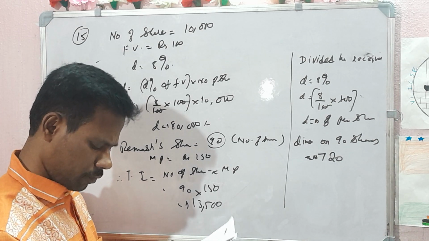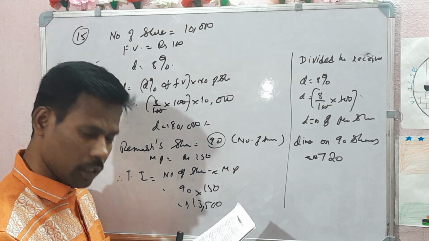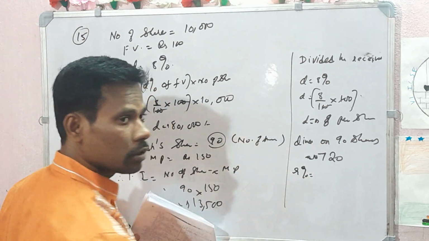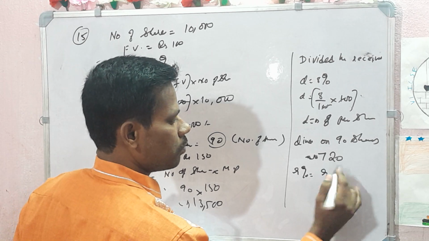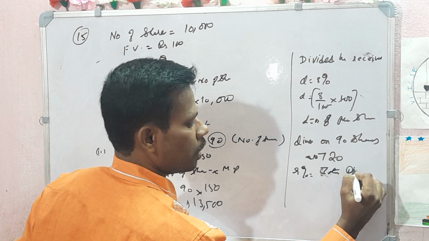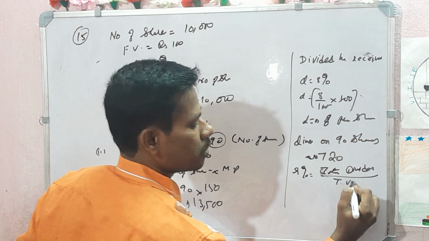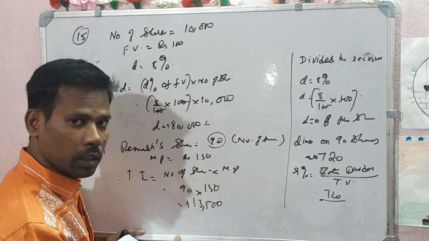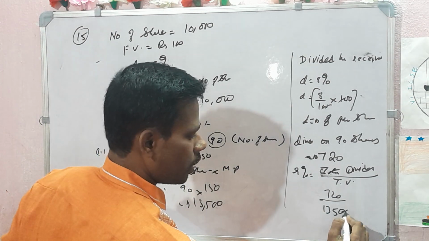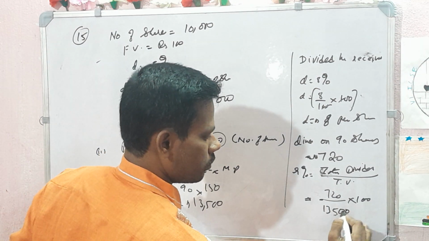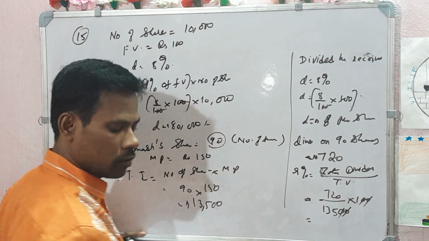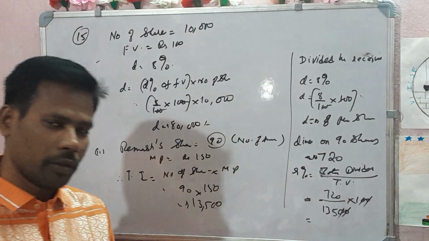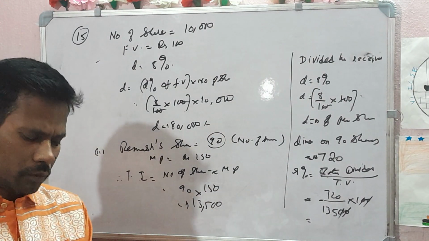What is being asked? Calculate the dividend he receives and the percentage of return on his investment. Rate percentage, right? So that is nothing but total dividend by total investment. Total dividend is 720 by total investment 13,500 into 100. You simplify this one. So that is the solution. And I already told you simplification is not possible here, it will take a lot of time.